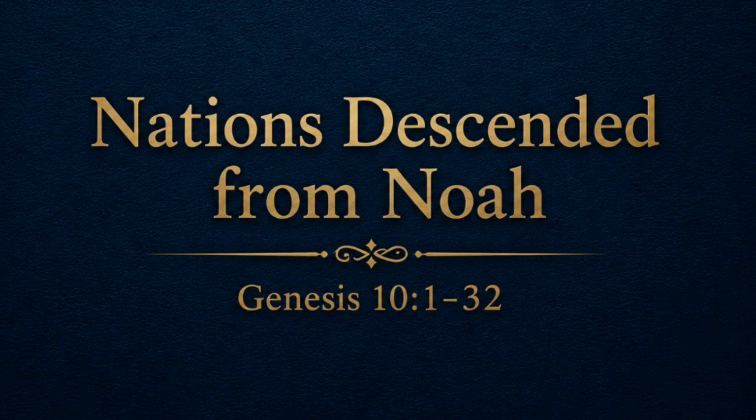The chapter begins by showing that all nations have a common origin. The peoples of the earth did not arise independently, they came from one family. This emphasizes the unity of the human race. Though cultures, languages, and kingdoms would eventually differ, all people share the same ancestry through Noah and ultimately through Adam.